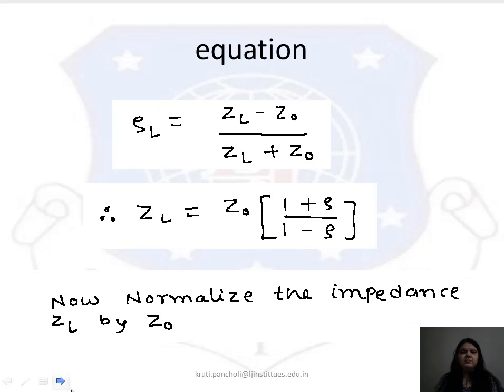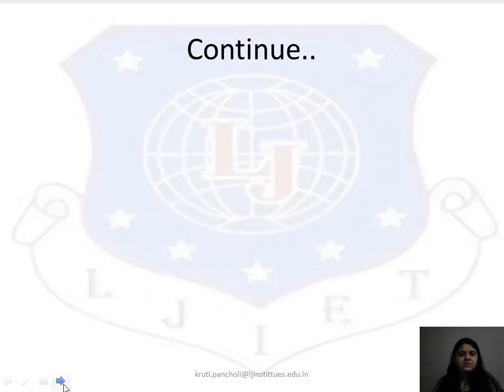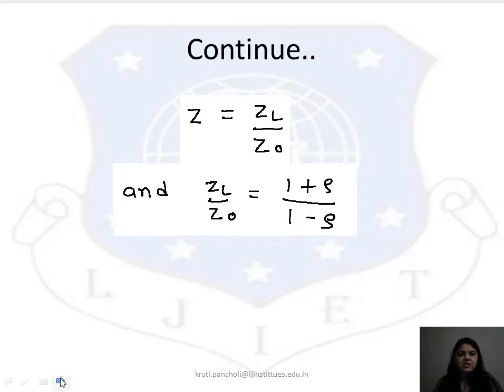Now, as I said earlier, we need to plot the value of the impedance onto the Smith chart. So we need to normalize the impedance. How do we normalize? By dividing the load impedance by the characteristic impedance, we get the normalized impedance. So we divide by Z0, and we have the next equation, Z is equal to ZL upon Z0. This Z is the normalized value of the impedance.